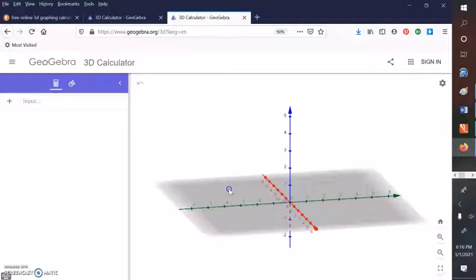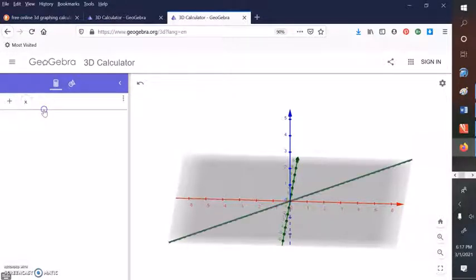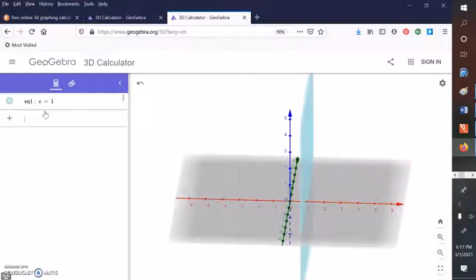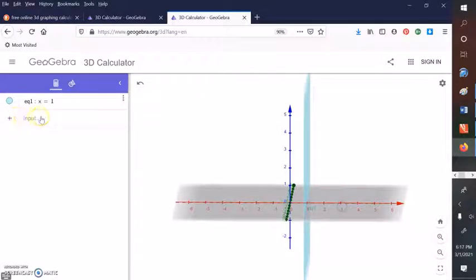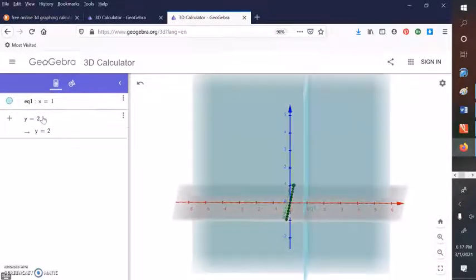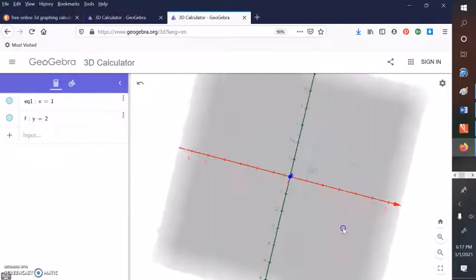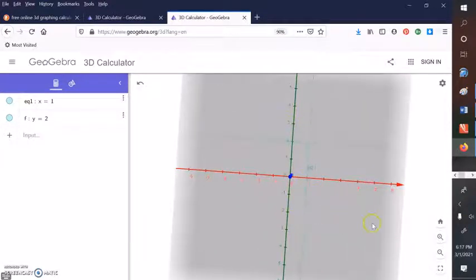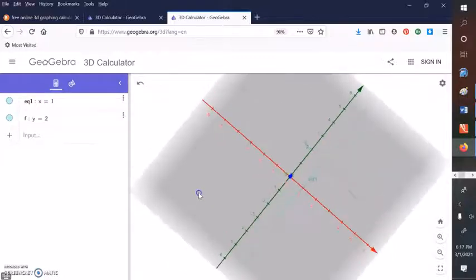So just to become a little bit more familiar with the Geogebra 3D graphing calculator, I'm going to graph x equals 1, and then we can confirm that the red axis is the x-axis. Okay, and then I'm going to graph y equals 2. And now we can see, if you were looking at the normal Cartesian plane, the x-axis is horizontal, the y-axis is vertical, and there's y equals 2. And then our z-axis is the blue axis.